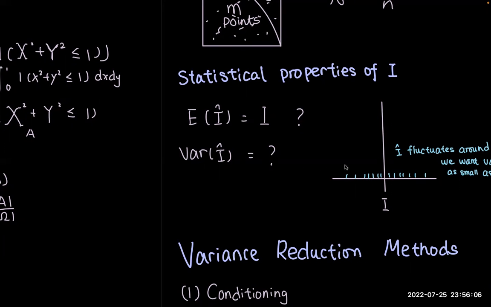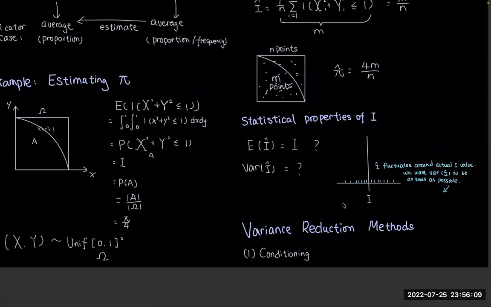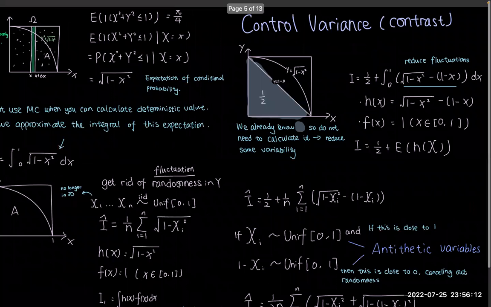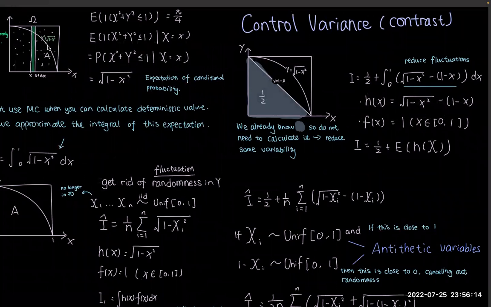So one method is called conditioning. The idea of conditioning is as follows. Suppose we generate x and y as a random point in this omega. We randomly throw a point into this omega and let (x, y) be the position of this point. Then our pi is the expectation of the indicator function of x squared plus y squared less than or equal to 1. That is the probability that the point falls below this curve.